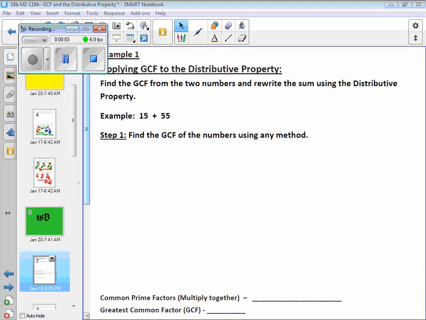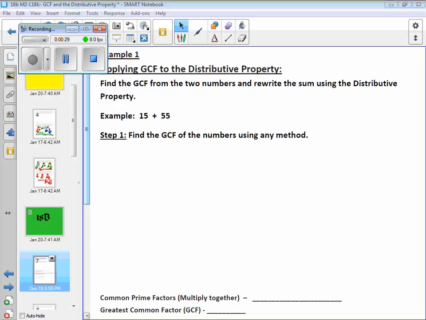All right, ready? 18b, guys, listen, 18b combines two lessons that you've already done. It combines what you learned in 18a, which is GCF, and what you learned back in lesson 10. Now, you probably don't remember lesson 10, so lesson 10 was the one where you had to use the distributive property. Remember you had to break up one of the numbers and use the distributive property.